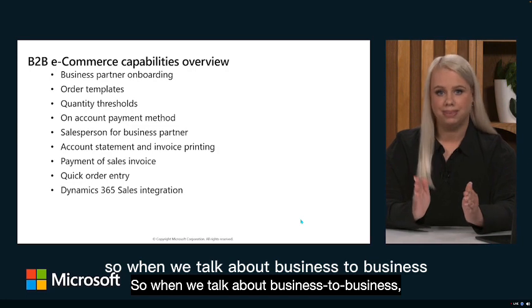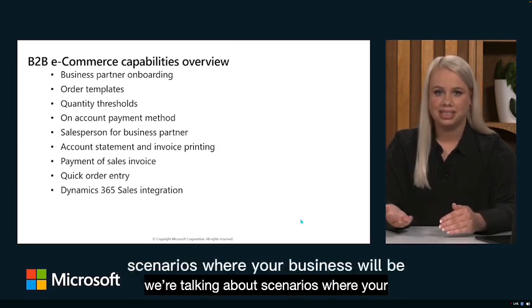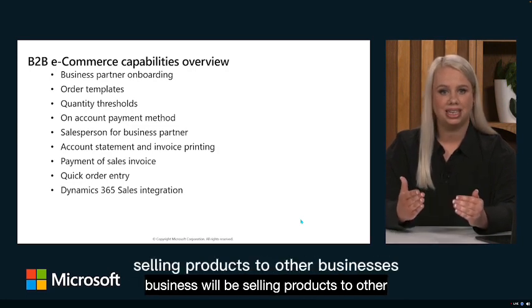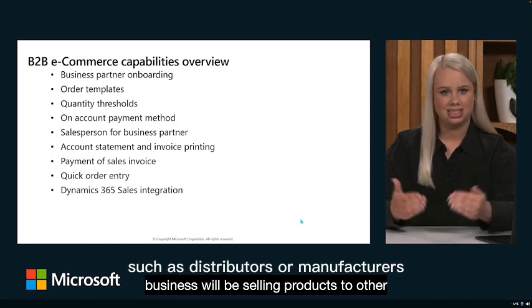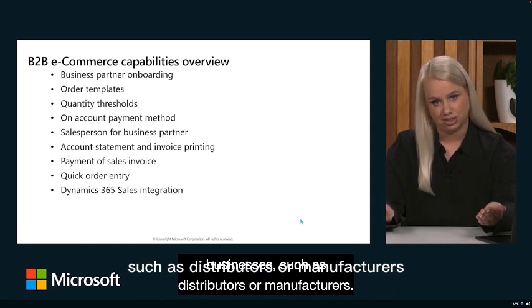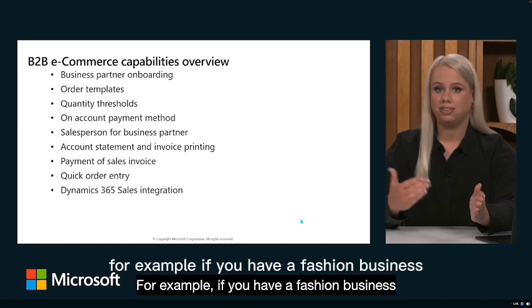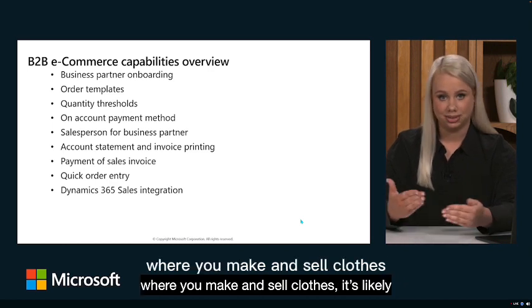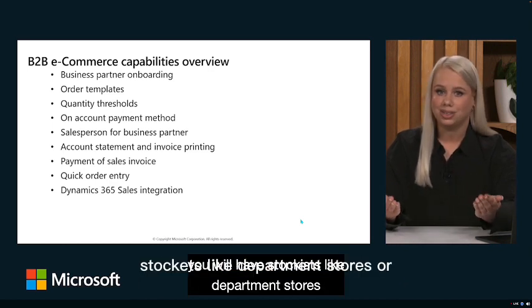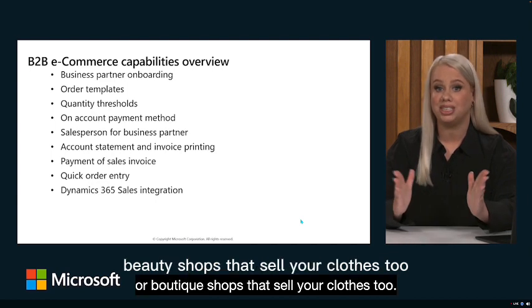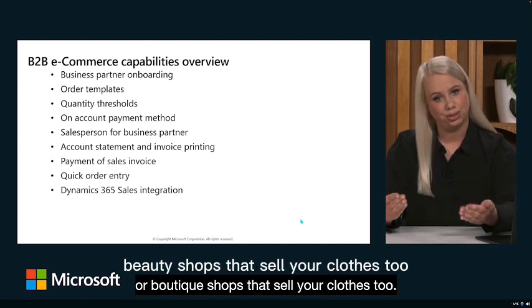So when we talk about business to business, we're talking about scenarios where your business will be selling products to other businesses, such as distributors or manufacturers. For example, if you have a fashion business where you make and sell clothes, it's likely you will have stockists like department stores or boutique shops that sell your clothes too.